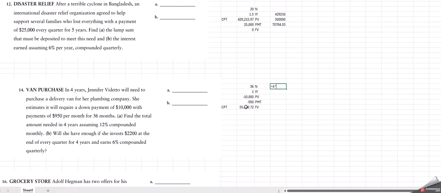So 4 years with 4 quarters, 16 is our N. 6% divided by 4, we want that to be a number, but not a dollar. So 1.5 is our IY. There's no present value in this one. She's not doing anything today.